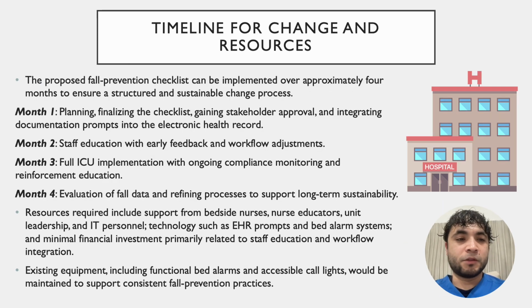Timeline for change and resources. The proposed fall prevention checklist can be implemented over approximately 4 months to ensure a structured and sustainable change process. Month 1, planning, finalizing the checklist, gaining stakeholder approval, and integrating documentation prompts into the EHR. Month 2, staff education with early feedback and workflow adjustments. Month 3, full ICU implementation with ongoing compliance monitoring and reinforcement education. And month 4, evaluation of fall data and refining processes to support long term sustainability.